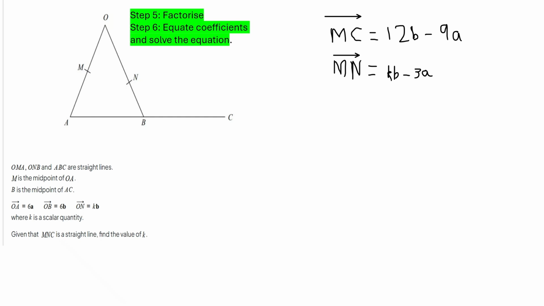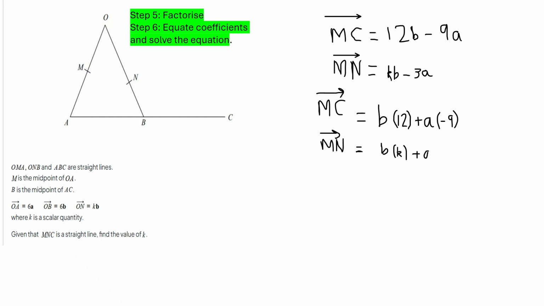Now the next thing you want to do is factorize out A and B like we did in the previous question. For MC, we can factorize to get B(12) plus A(minus 9). And then you want to repeat the same thing for MN. So MN equals B(K) plus A(minus 3).